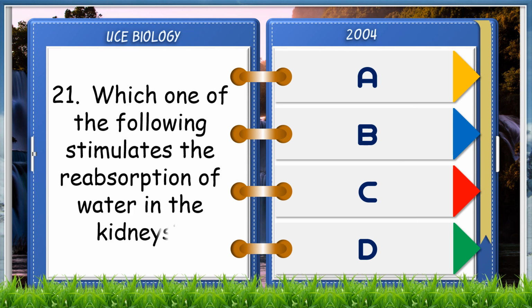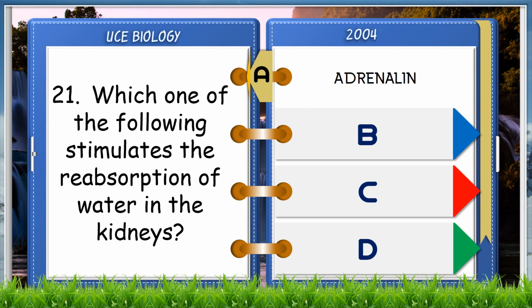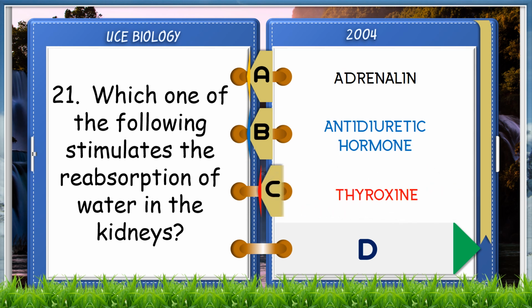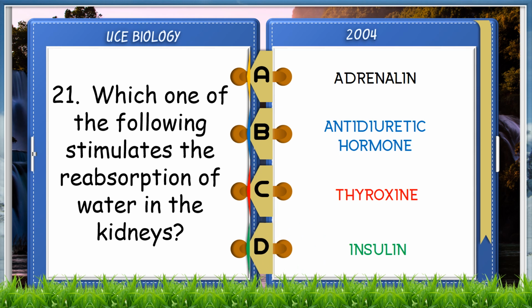Which one of the following stimulates the reabsorption of water in the kidney? A. Adrenaline. B. Antidiuretic hormone. C. Thyroxine. D. Insulin. The answer is B. Antidiuretic hormone.